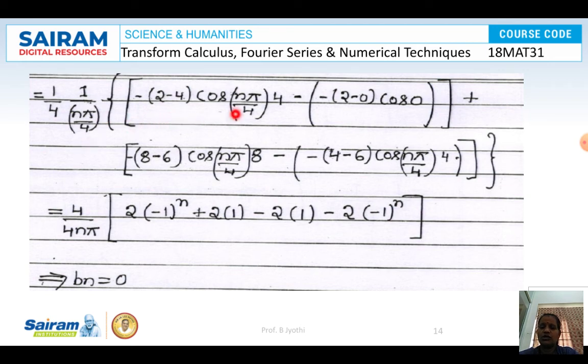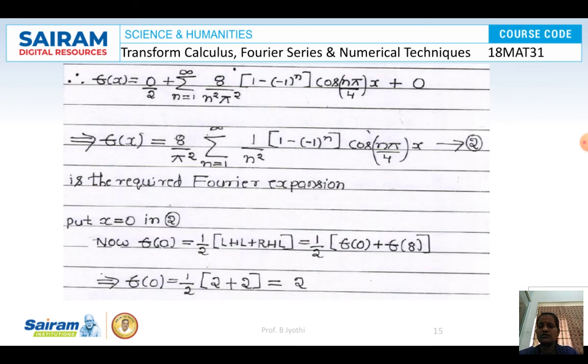We get cos n pi by 4, that will be minus 1 power n, and this cos 0 will be there. And here cos of n pi into 8 by 4 is cos 2 n pi, that is 1, and here cos n pi is minus 1 power n. So all the terms are with a positive and negative term. Here we can observe the first term and the last term get cancelled, and the middle two terms also get cancelled. In total we are getting the value of bn equal to 0.